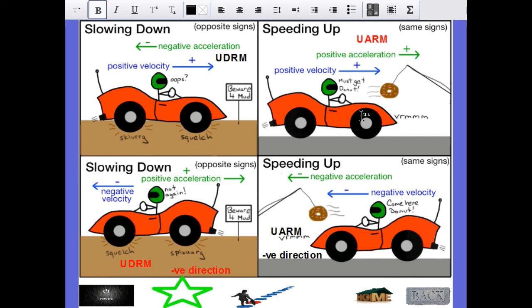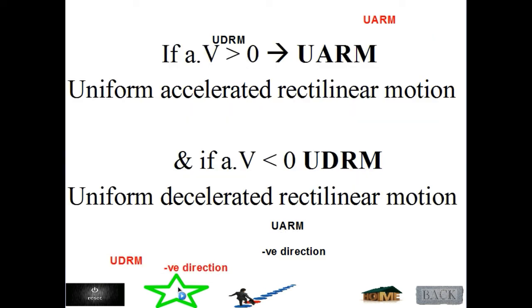So to sum up this idea, whenever I have A dot V greater than 0, meaning the velocity and the acceleration have the same direction, then it is uniform accelerated rectilinear motion. If A dot V is negative, meaning the acceleration and the velocity have opposite directions, then it is uniform decelerated rectilinear motion.